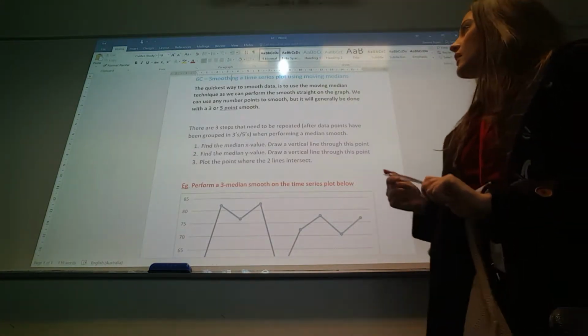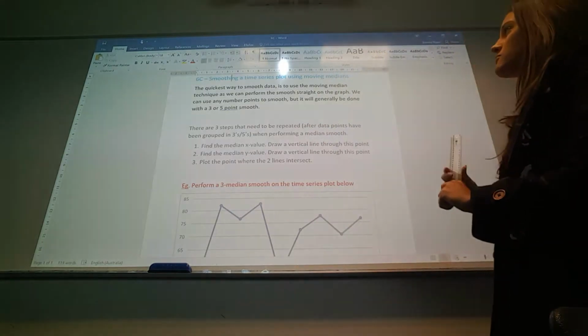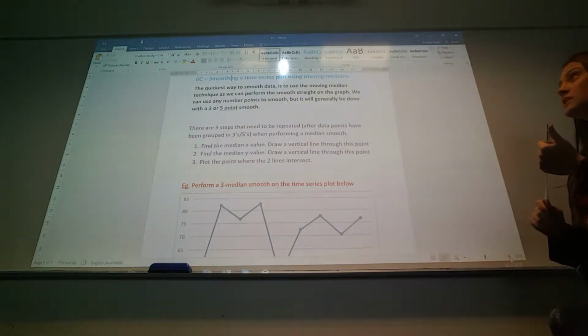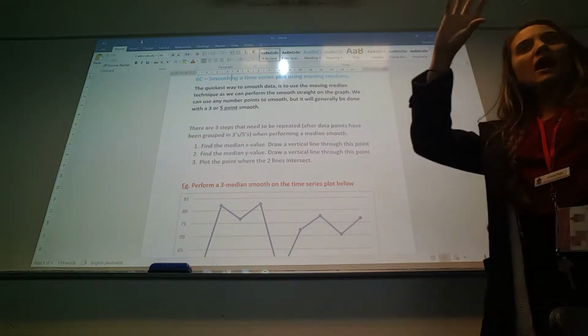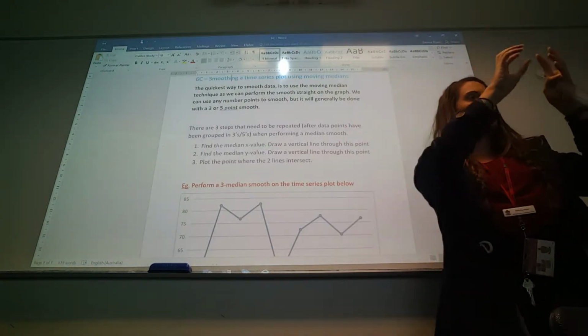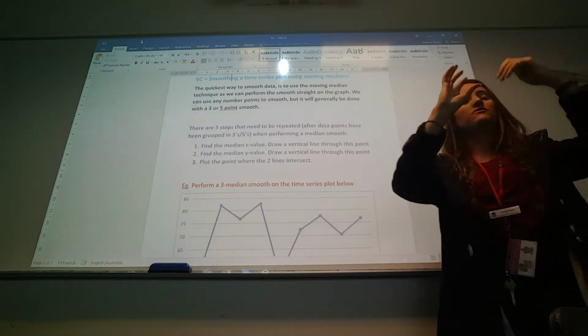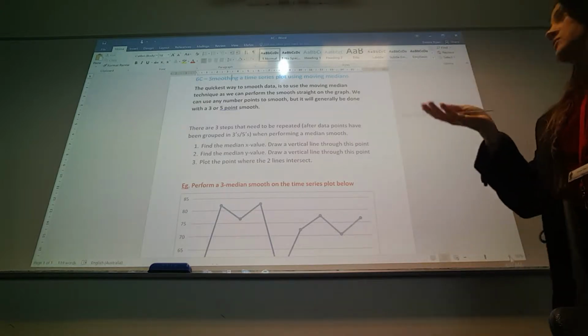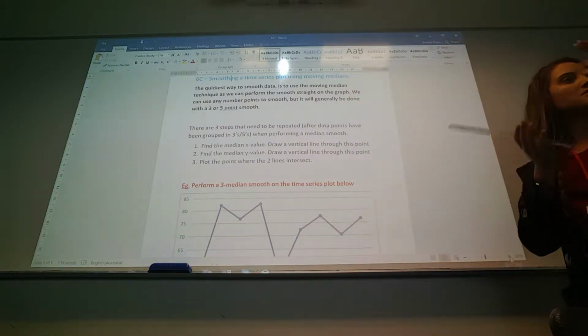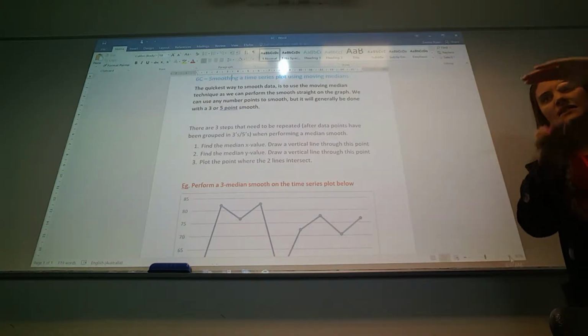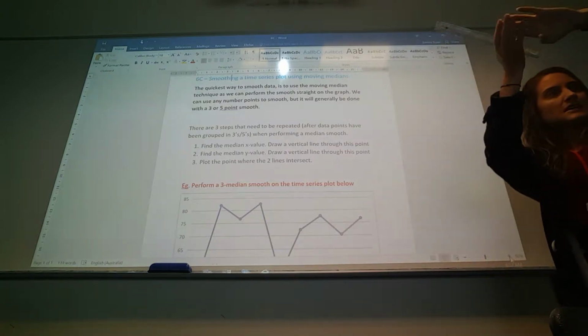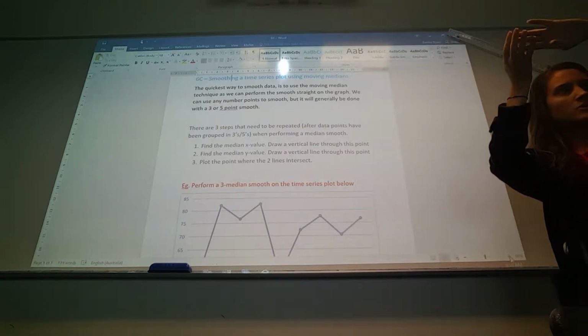All right, so last lesson we talked about smoothing a time series plot using moving means. And that was when we had all the tables and we had to group 3 and then find the mean, then the next 3 and find the mean. And then we did it with an even number. So we had to find it between two numbers and then the next two, then the next two. And then we had to centre it again. Everyone know what I'm talking about?